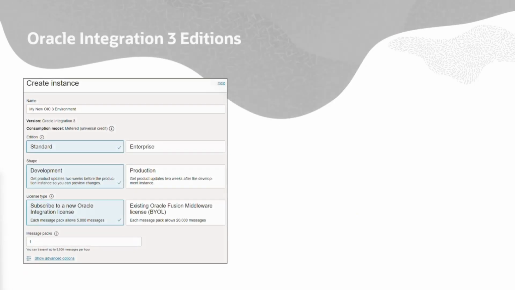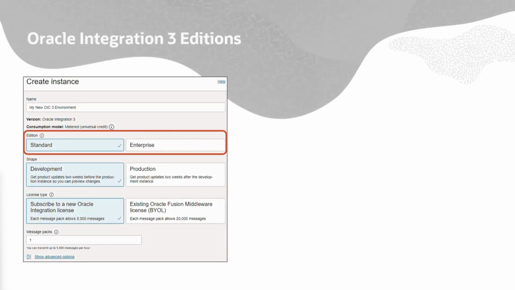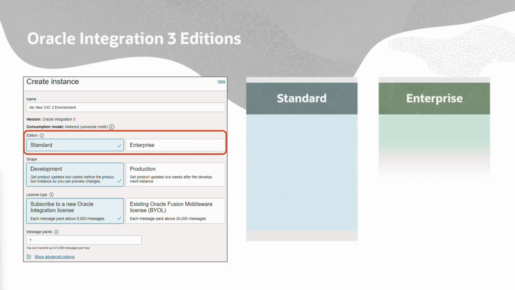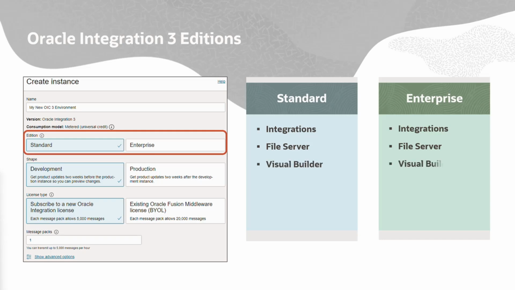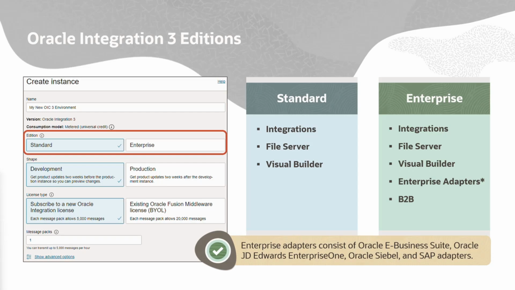Oracle Integration is available in two editions, Standard and Enterprise. Now, either edition gives you the power to integrate your SaaS and on-premise applications using integrations, as well as the embedded file server. Developers can also create custom web or mobile applications using Visual Builder. However, the Enterprise edition provides additional capabilities, including enterprise adapters, as well as the B2B feature. This edition also provides process automation, allowing you to create human-centric business workflows.